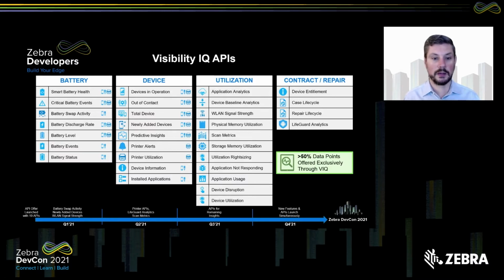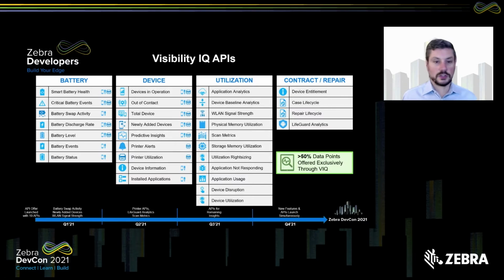I think one other thing I want to reiterate again is, as we look at the timeline across the bottom, that we now have the full offering of APIs matching what's in the user interface. And so now going forward, every new feature for VisibilityIQ will launch with that API as well as the UI.